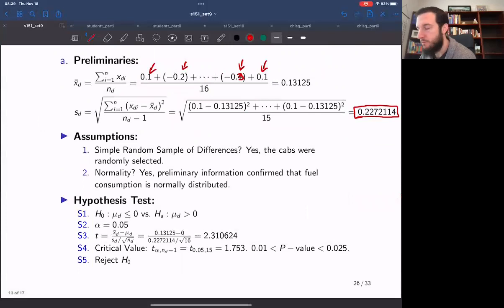Then we can check the assumptions. So we're going to assume the cabs are randomly selected. And then let's assume that we check the differences using a QQ plot and they looked normal.